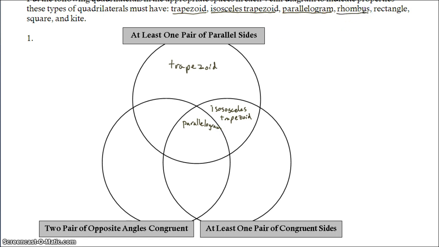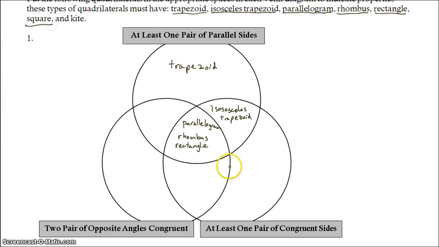A rhombus is a kind of parallelogram. So it has at least one pair of parallel sides, it has two pair of opposite angles congruent, and it has at least one pair of congruent sides. A rectangle has at least one pair of parallel sides, has two pair of opposite angles congruent, has all four angles congruent, at least one pair of congruent sides. Yeah, it actually has two pair of congruent sides. So a rectangle has all three properties.